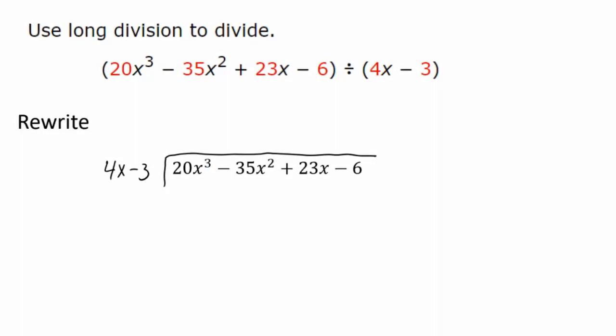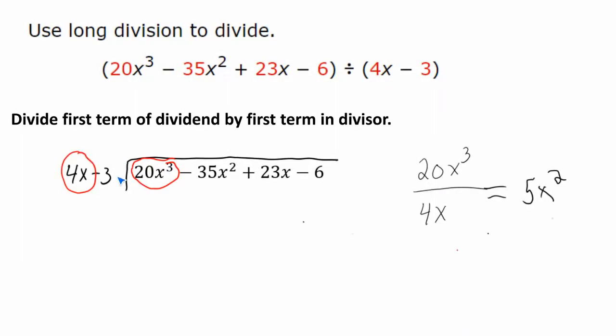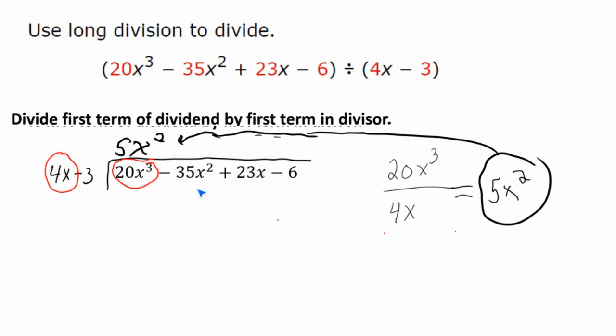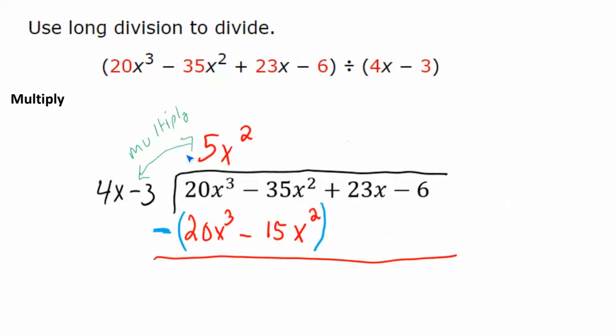Okay, so the first thing we want to do is we want to divide the first two terms. So we're going to have 20x cubed divided by 4x. And so 20 divided by 4 is 5. And x cubed divided by x is x squared. And so I'm going to go ahead and write 5x squared on the top. And then just like if we were dividing regular numbers, now we're going to multiply 5x squared times 4x. Okay, so I multiplied it here. So 5x squared times 4x is 20x cubed. And 5x squared times negative 3 is negative 15x squared.